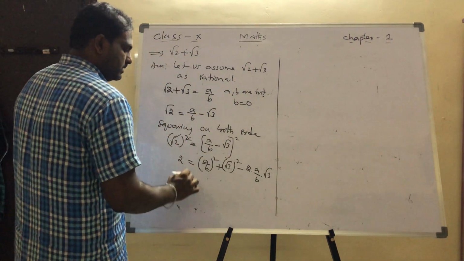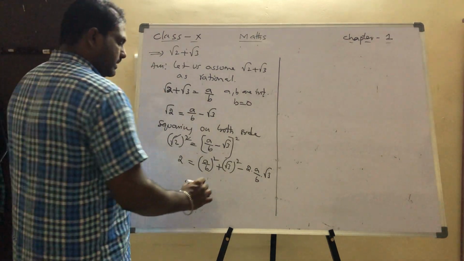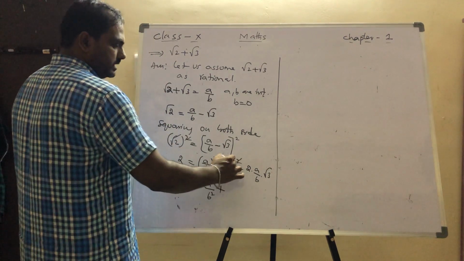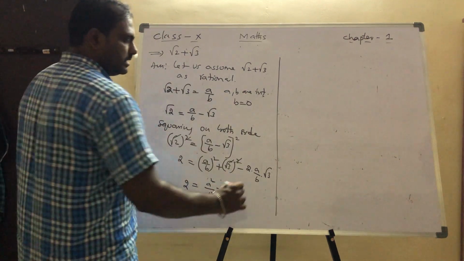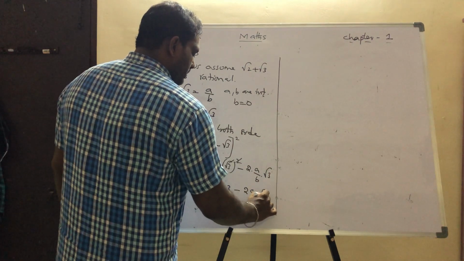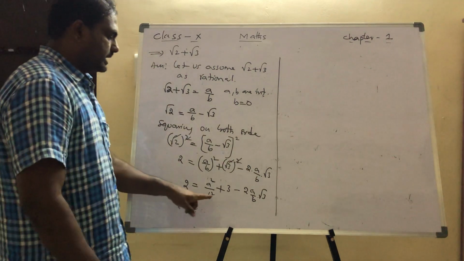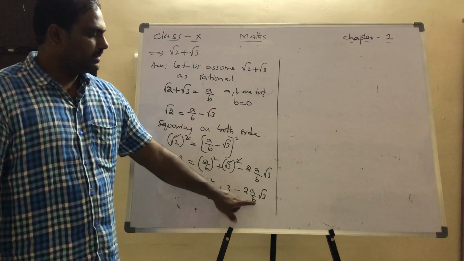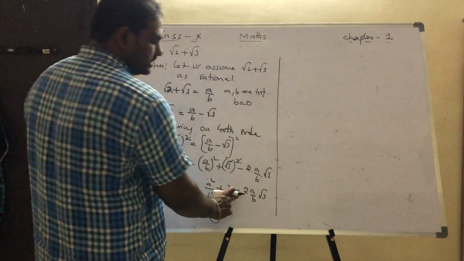What is the next step? Here 2 is equal to what I'll get? a square by b square, plus this gets cancelled, it will become 3, minus 2ab root 3. That means I am multiplying 2 into a by b into root 3. Next, I'll send this 2a by b root 3 to this side and 2 to that side.